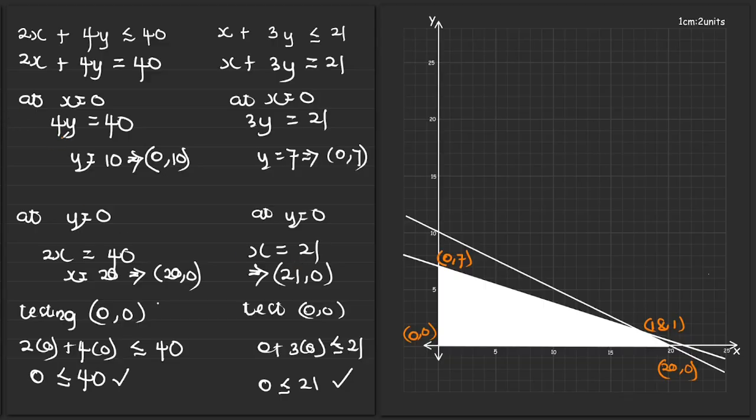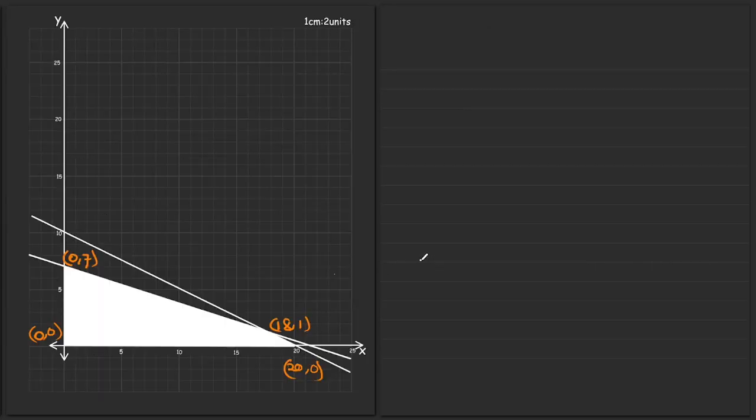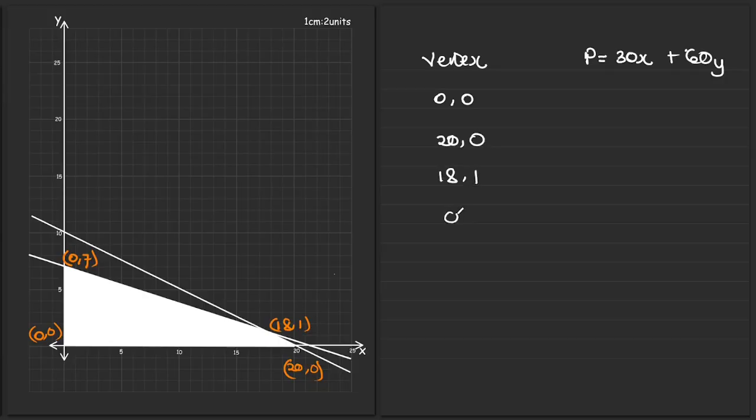Now, in order to maximize our objective function, we would have to test for the values of the objective function at all of these. So that simply means we need a table where we put our vertex and then our objective function. Now we know the objective function was our profit is equal to 30x plus 60y. So we will test for 0, 0, then we'll test for 20, 0. We will also test for 18, 1, and also test for 0, 7. So with that, we have our P being equal to 30x plus 60y.